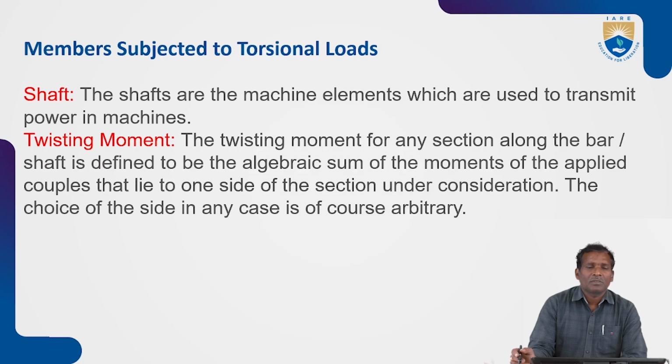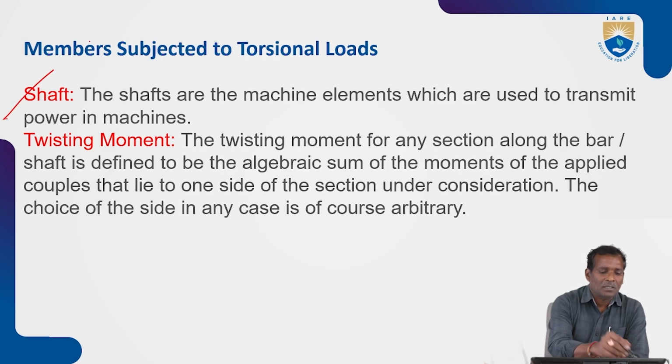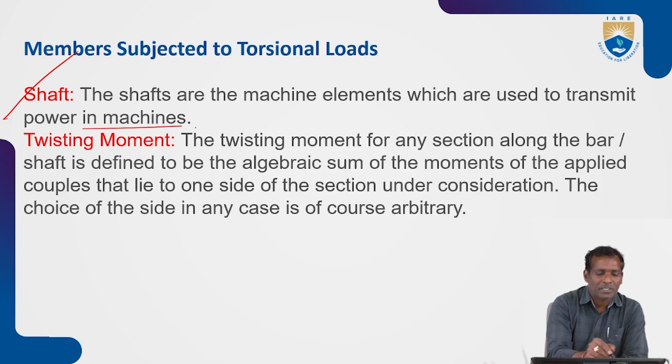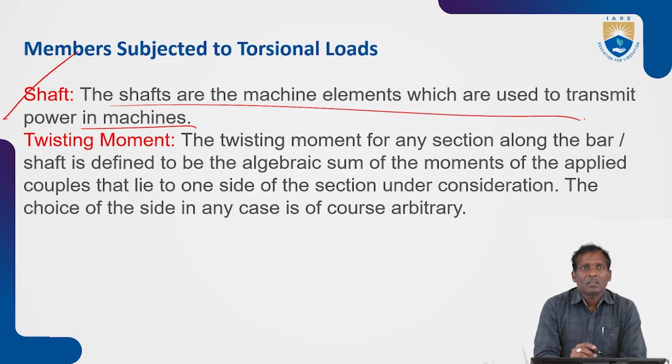So now, in this case here we will see the shaft case. The shafts are the machine elements which are used to transmit power in machines. It is a circular cross-section bar. It is a machine element generally used to transmit power from one place to another place.